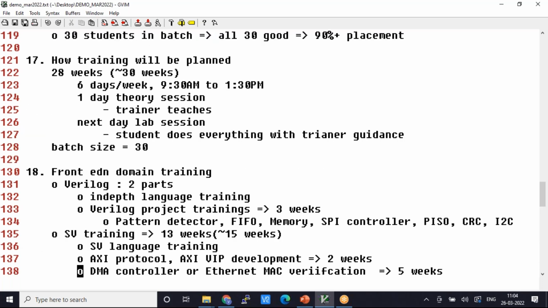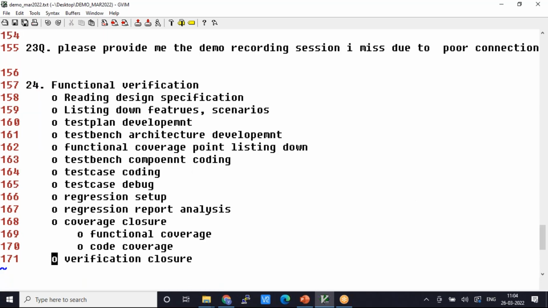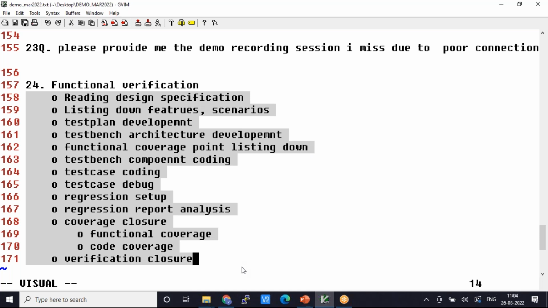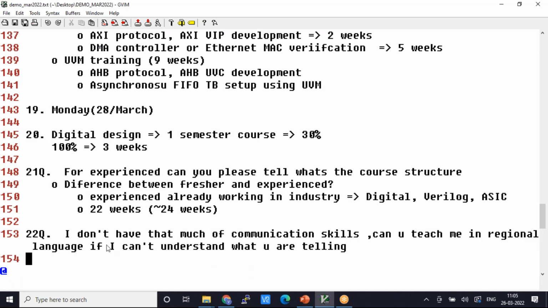That is where I told you, right? It goes for 5 weeks. If you ask me why it is 5 weeks, unless you spend 5 weeks, I can't do this properly. That is where this much time is taken for this exercise. So I hope this question is clear to you.